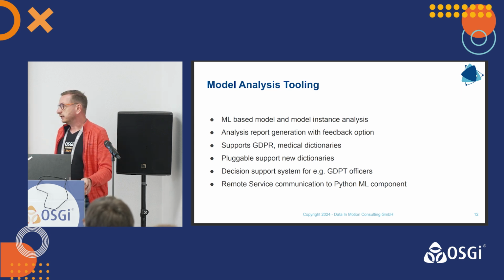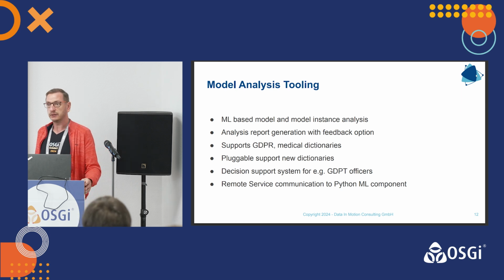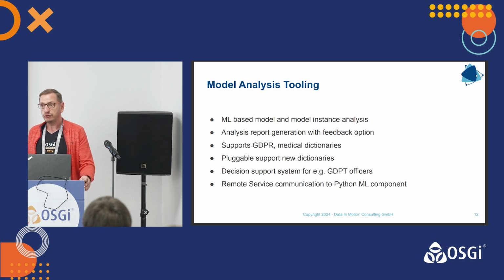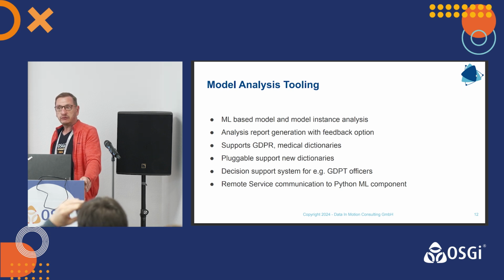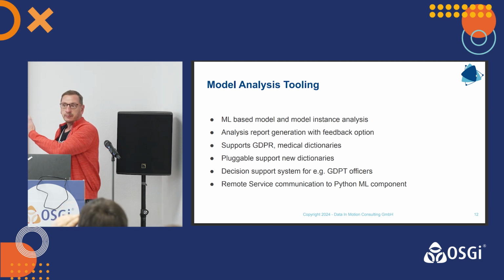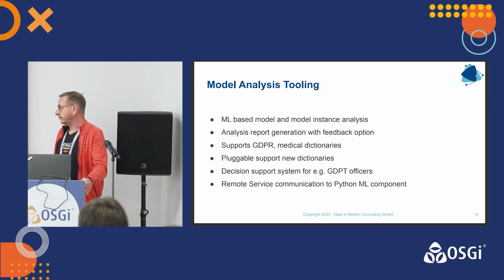Currently, we support GDPR dictionaries and medical dictionaries, and we just analyze these models for sensitive GDPR and medical information, and create a report on which attributes and which classes may contain sensitive information in the schema. And with that, we get information about special attributes, and we can deal with these attributes. For instance, depending on the type of an attribute, we can create an anonymization configuration for an anonymization tool.